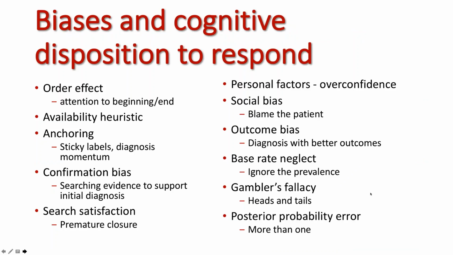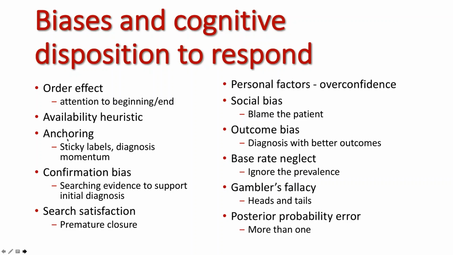So let's look at what are the biases and what are these cognitive dispositions to respond. And these are all things which happen during the process of history taking and physical examination. So there is what is known as an order effect. Order effect means that we often pay more attention to the beginning or to the end, and we often miss what is happening in the middle. So please pay attention to all aspects of a case, and not only that the patient starts with some symptom and we immediately pay attention to it, or patient ends with some symptom and we pay attention to it.